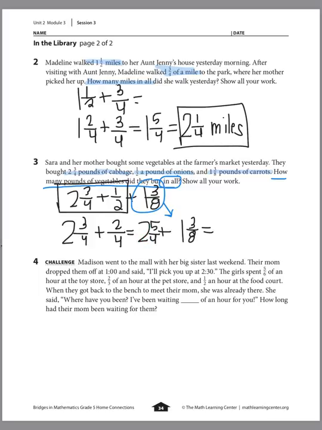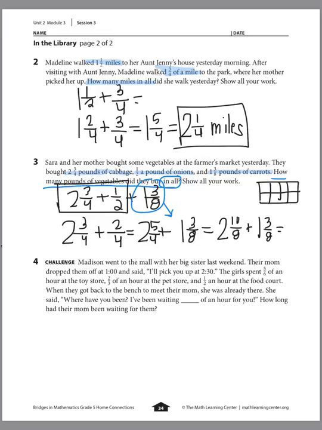Right, I can think of it as a picture here. If I had fourths, right, there are fourths here. How do I get eighths? Split in half. That's how I have eighths. Okay, so 5/4 is how many eighths? It would be 10/8. So now I have 2 10/8 plus 1 3/8.